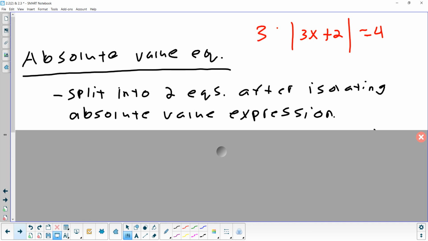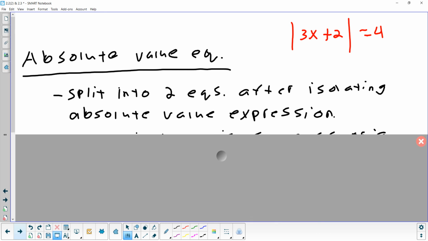That's good. This is not good. That's an absolute value expression that is not by itself. So if we were going to solve something like that, the first step is to subtract 3 from both sides, so we get the bars alone. Same thing if you had a number in front: 6 times the absolute value of 3x plus 2. That's no good. It's not isolated. Divide each side by 6 to cancel out the 6. Okay, so the first step is to make sure the absolute value is isolated.